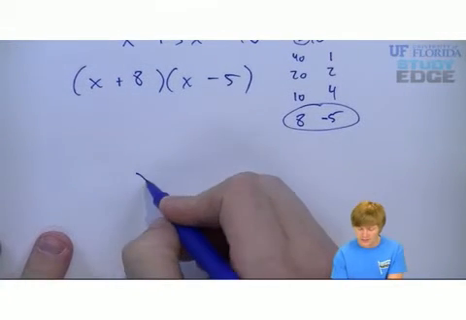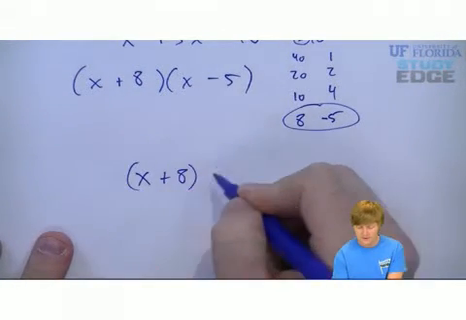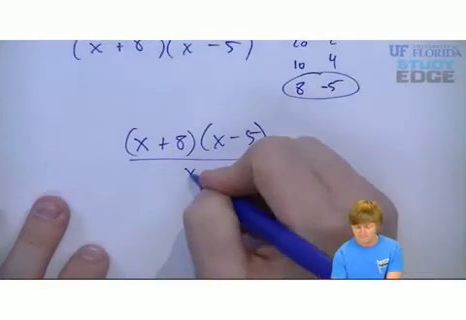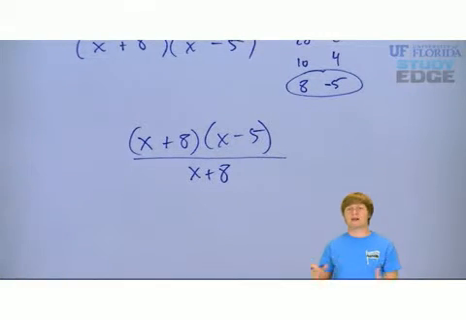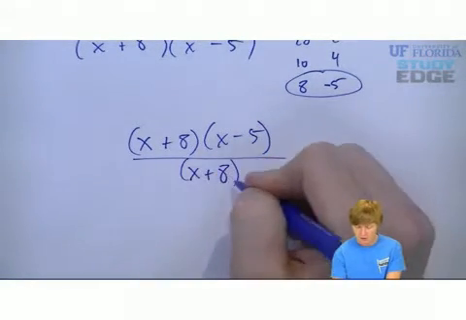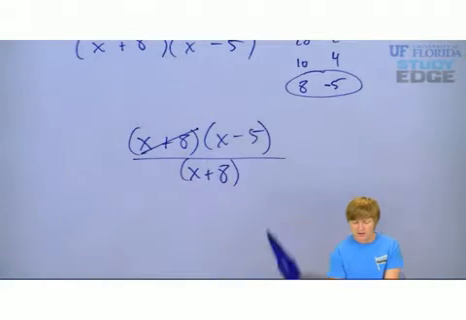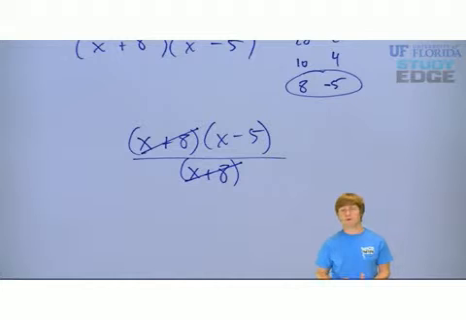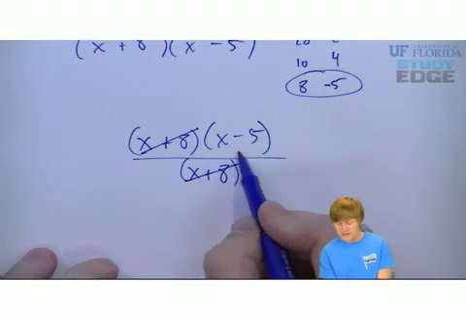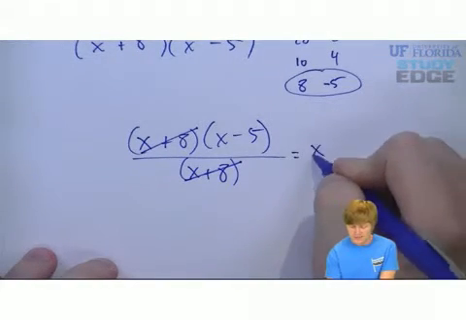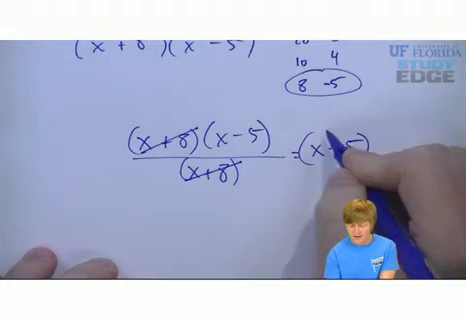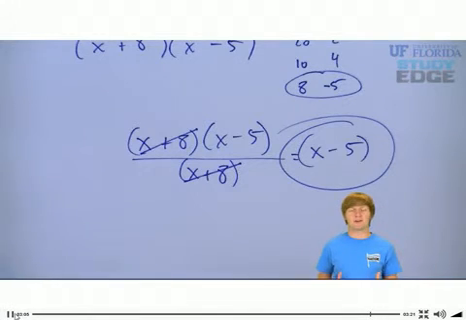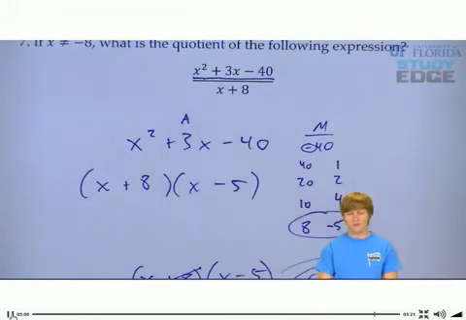So now my numerator is x plus 8 times x minus 5, divided by x plus 8. Is there anything that I can divide here? Well, if I've got x plus 8 in the numerator and x plus 8 in the denominator, those two can cancel out. So what am I left with? The only thing I'm left with now is x minus 5. So this is equal to just x minus 5, and that's my final answer right there. That is my factored quotient of this expression.